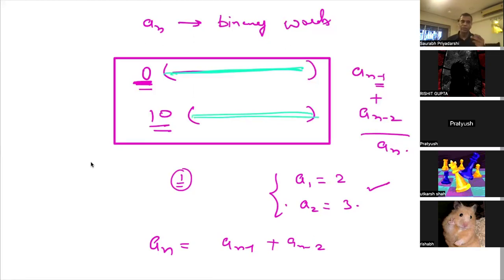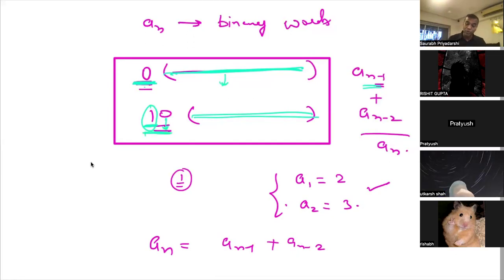So that number could be started with either 0 or 1. Is this okay? Yes, sir. If it starts with 0, then A(n-1) denotes that no two zeros are consecutive. But in the second case, if I'm starting with 1, I'm 100% sure that the second number must not be 1. So n minus 2 ways we can say.